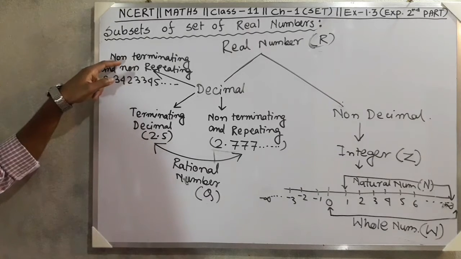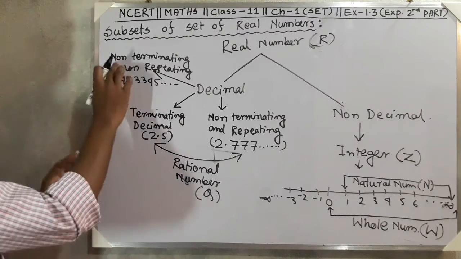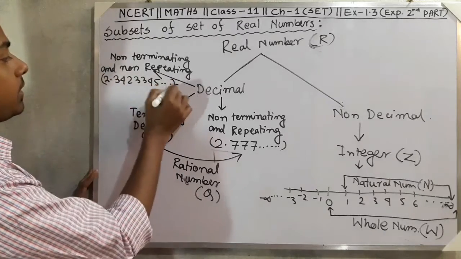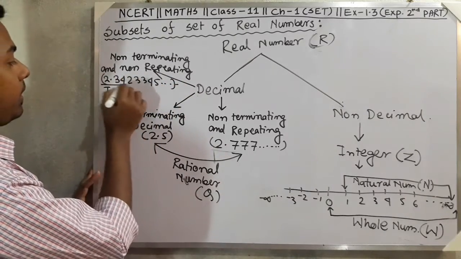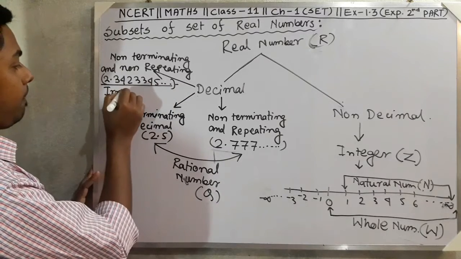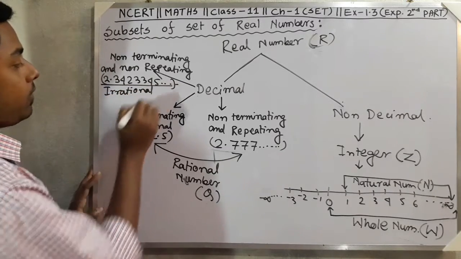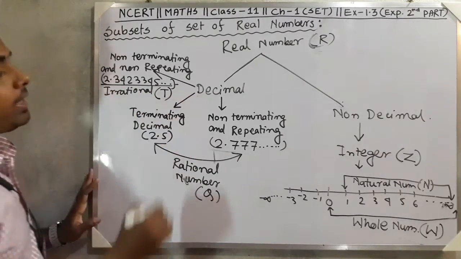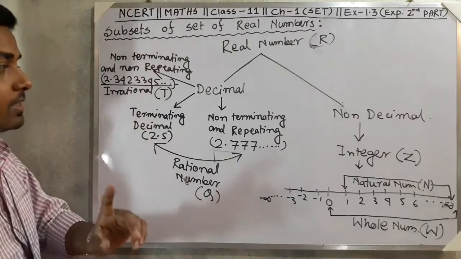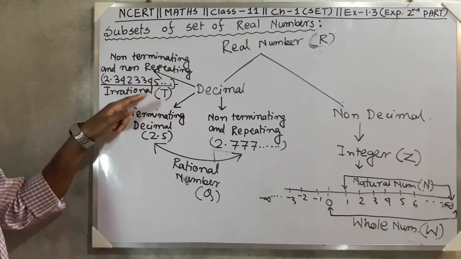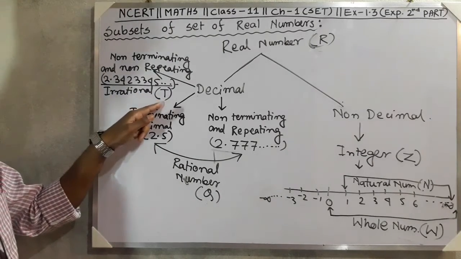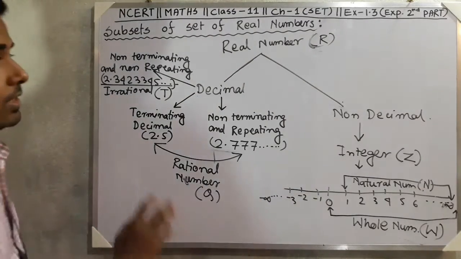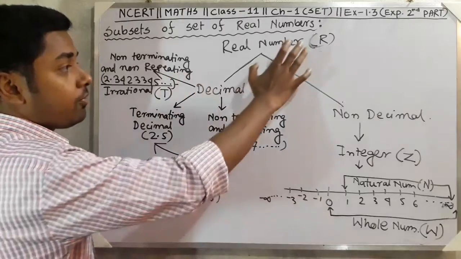And what about these numbers? Non-terminating and non-repeating. These are what? Irrational numbers. Okay, and we represent the set of irrational numbers by T. Now we will make the subsets of R.